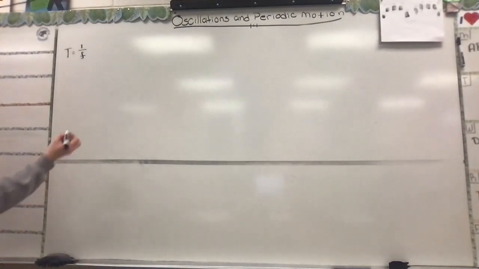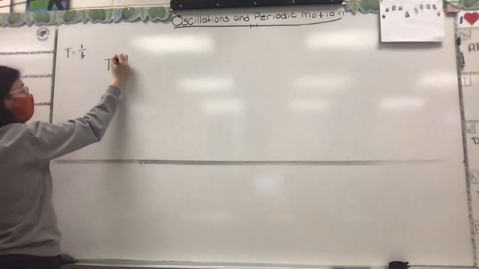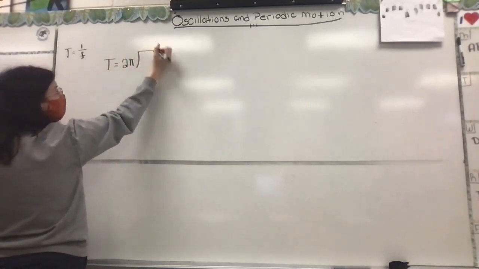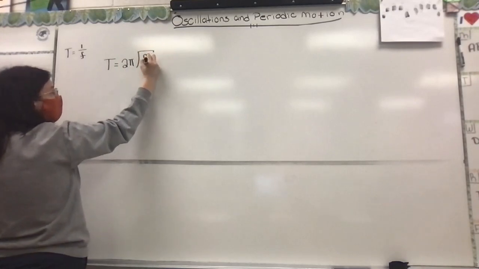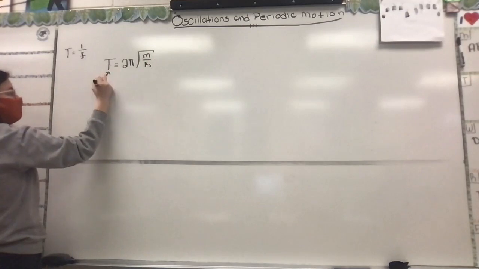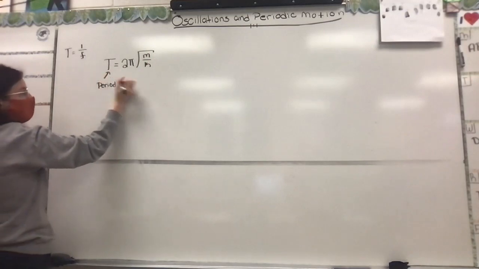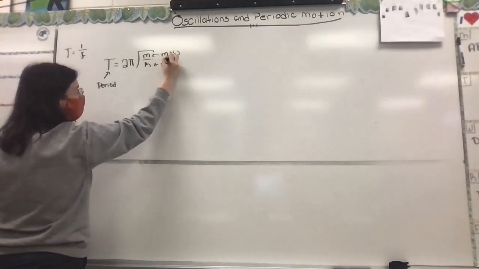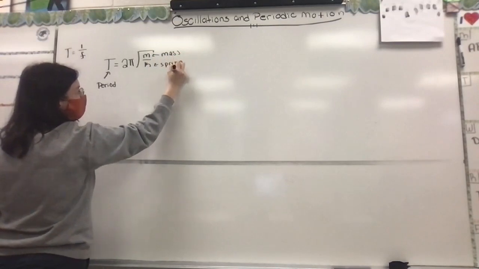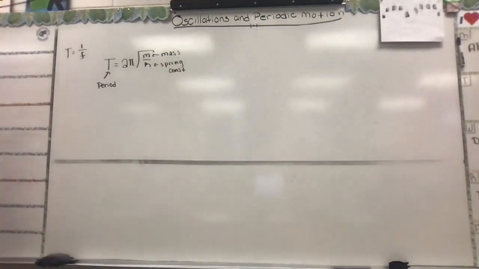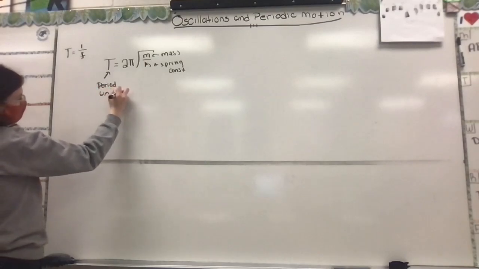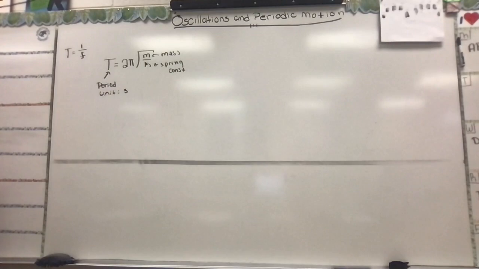The way we look at this mathematically is that our period is equal to 2 pi times the square root of m over k. So remember that T is period, m is mass, and k is the spring constant. And thankfully, since this is still period, we're still going to have the same unit of just seconds. These units work out to give us seconds.